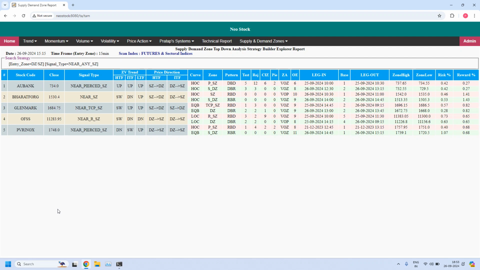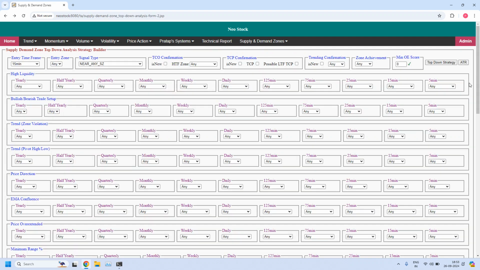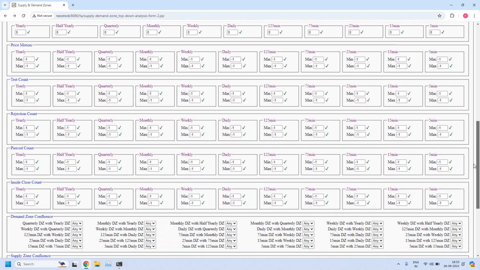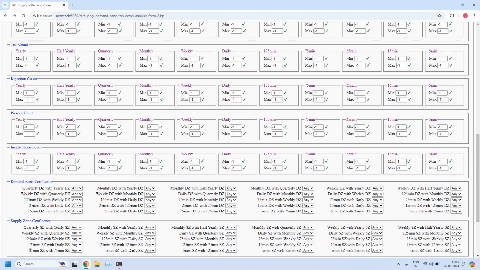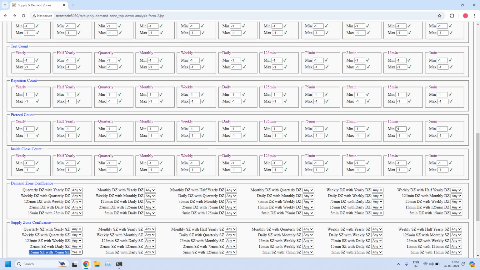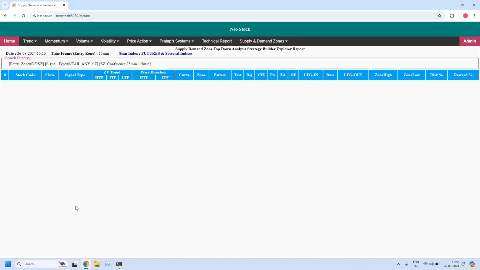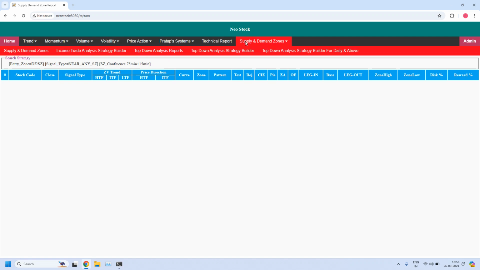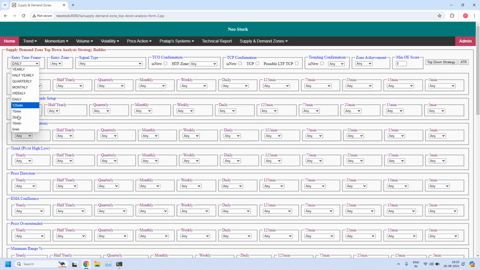Let's verify whether any of these 15 minute supply zones have confluence with 75 minutes time frame. So in the supply zone confluence, I am enabling the filter 15 minute supply zone with 75 minute supply zone confluence. Let's verify. So none of the 15 minute supply zones are having ITF confluence. So next time frame is 5 minutes.